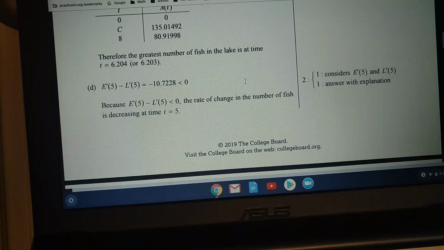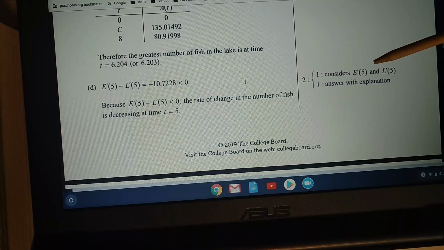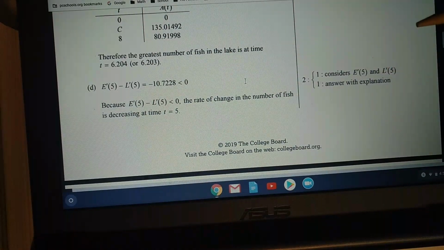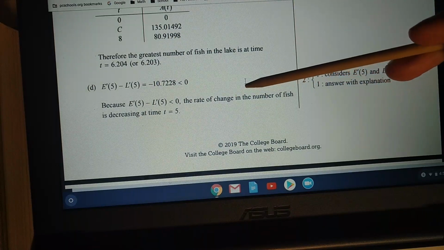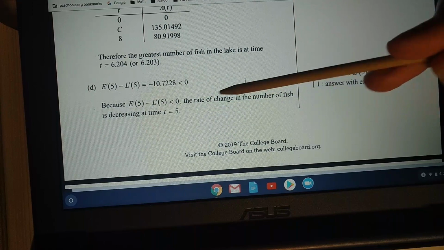Okay, part D. If you consider that you have to look at E prime of 5 and L prime of 5, you get a point. That's a very soft point. If you just know that you have to look at both of those and you can see evidence that you did, then you get 1 point. And then if you actually calculate the difference, find that it's negative, and express that the rate of change is decreasing, then you get the point. Notice that it's actually the rate of change in the number of fish that is decreasing.